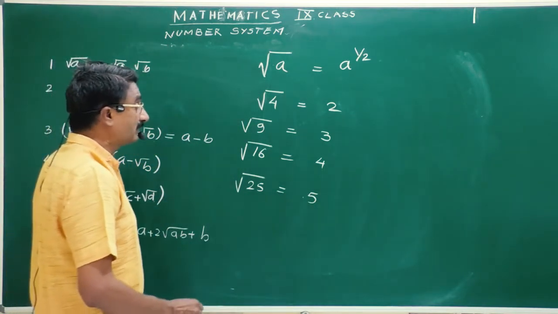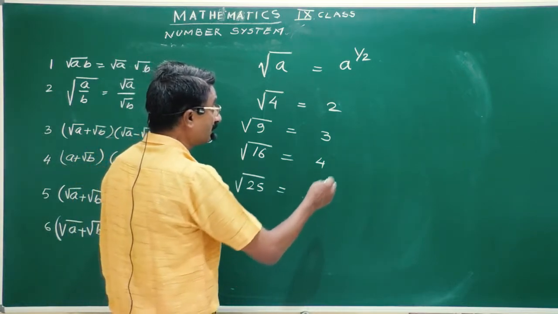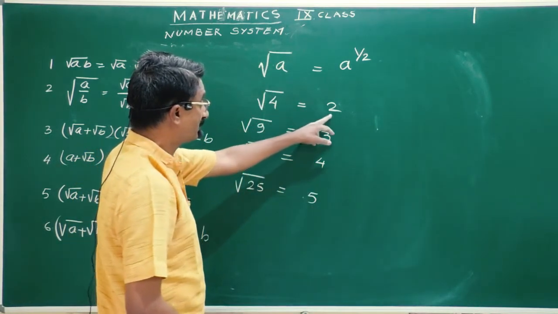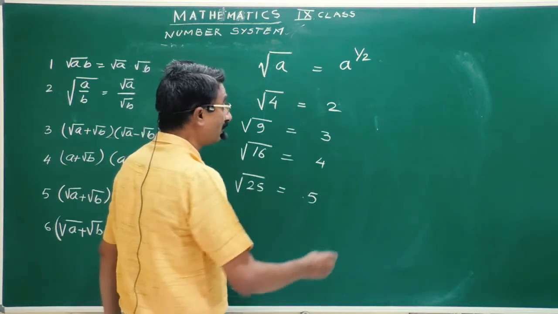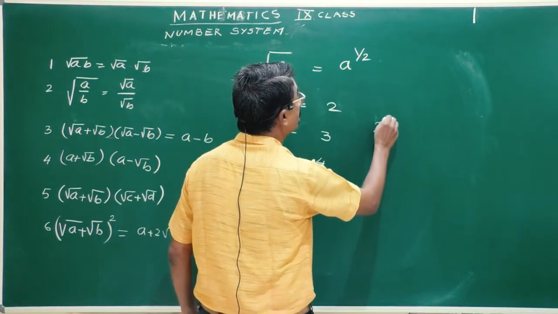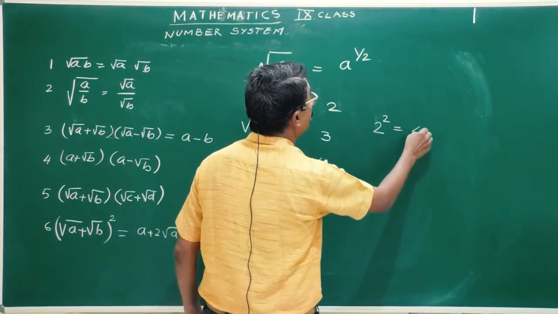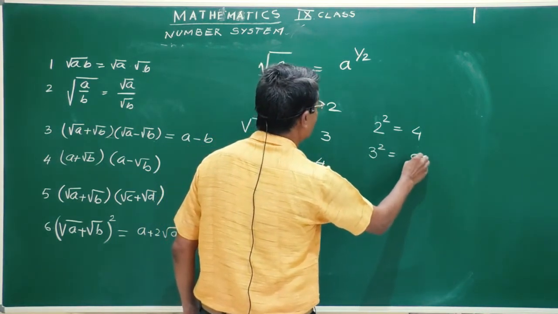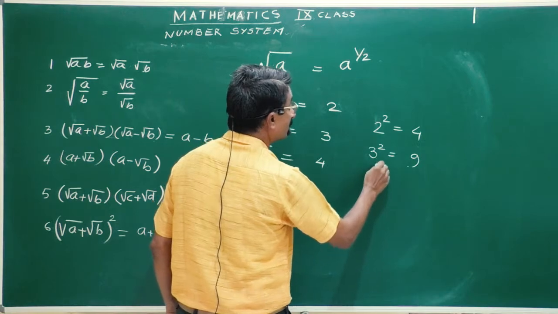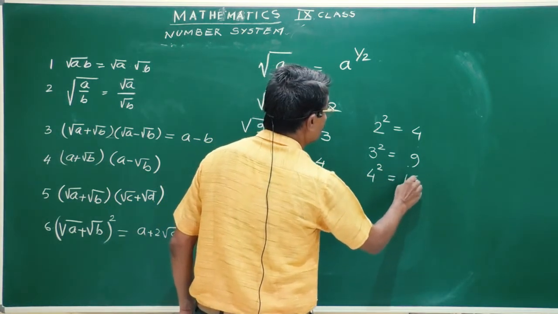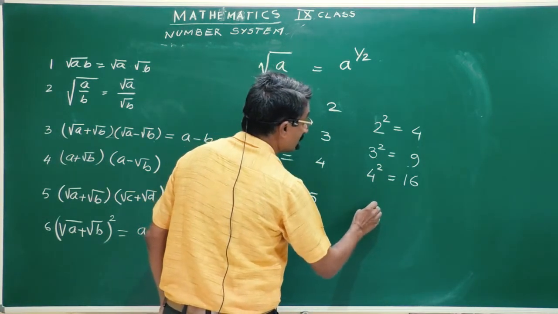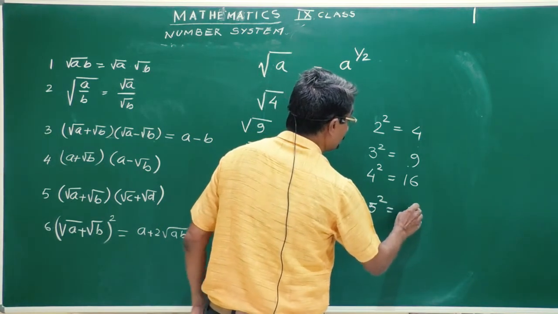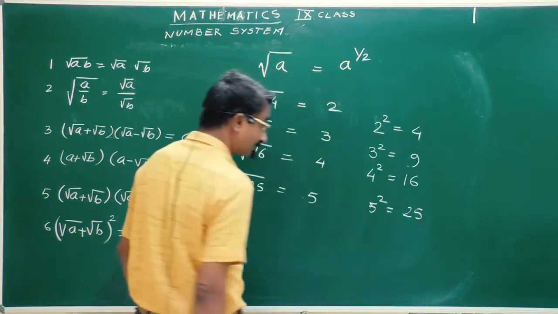If we want to write down the just opposite of this one, so under root 4 is equal to 2, or we can write 2 raised to the power 2 is equal to 4, 3 raised to the power 2 is equal to 9, 4 raised to the power 2 is equal to 16, that is 5 raised to the power 2 is equal to 25.